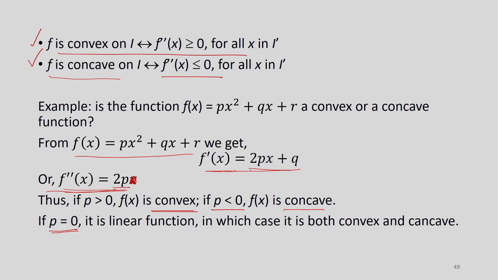And in fact, if we look at the first derivative actually is giving us just q. The first derivative is q, which is a constant. That means that the function is a linear function. So, it is a straight line. And if it is a straight line, then it is both convex and concave. Okay. So, this is an application of the rule that we have just talked about, the sign of the second derivative.